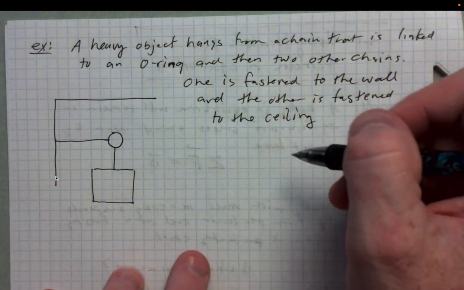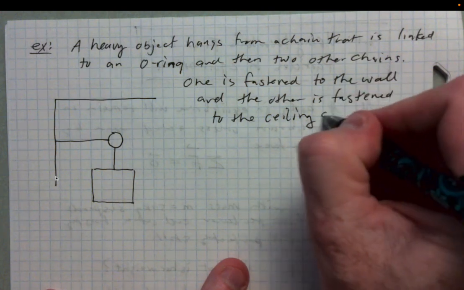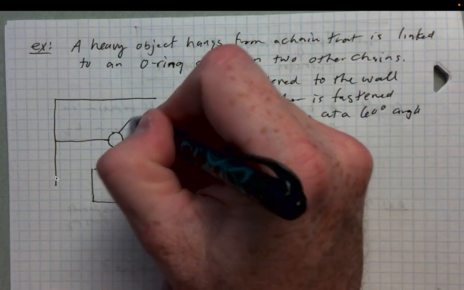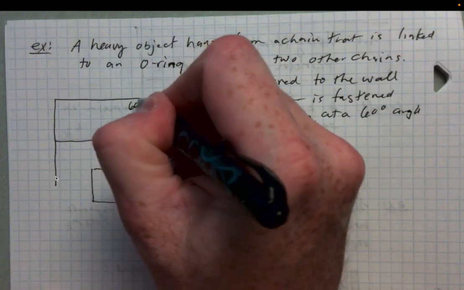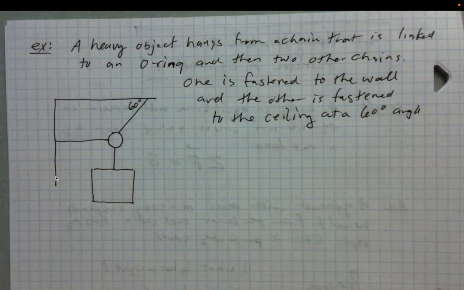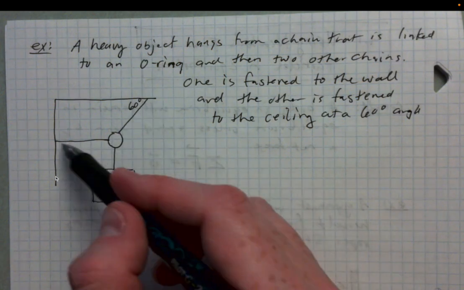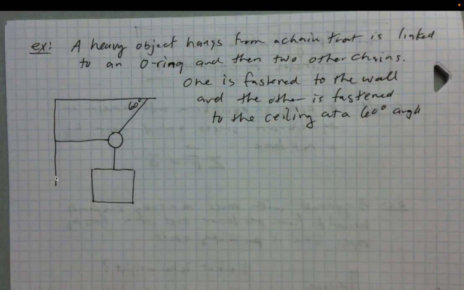So the other is fastened to the ceiling at a 60-degree angle. Okay, and so basically like this, and then we'll say this is 60 degrees. So you've got the chain kind of pulling down. It's pulling this kind of at an angle, and this one is horizontal.